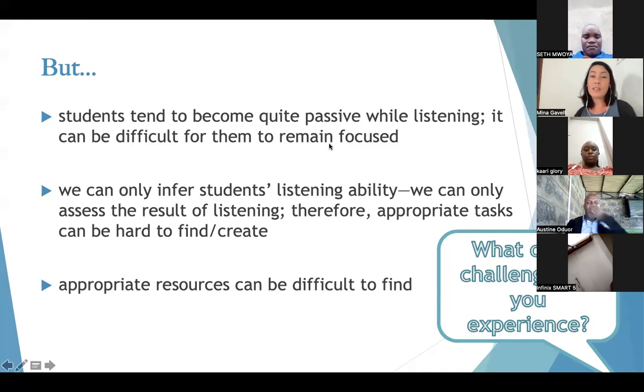Kari says it only appeals to hearing sense, so it sides with one side of communication and leaves out the speaking part. Yeah, which is not natural, right? Usually listening involves speaking as well. Patricia says, in the Kenyan context, students struggle with understanding the accent. Yes, very good at reiterating what Nancy was saying.